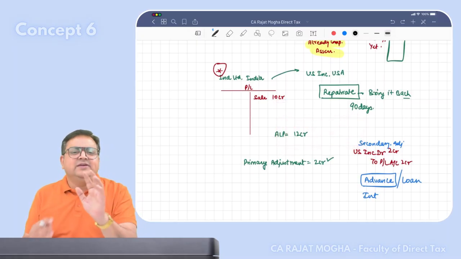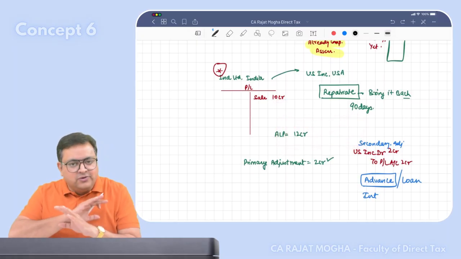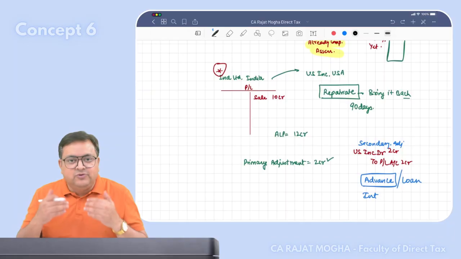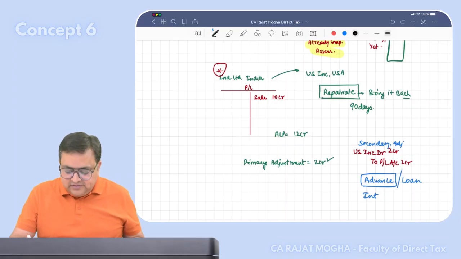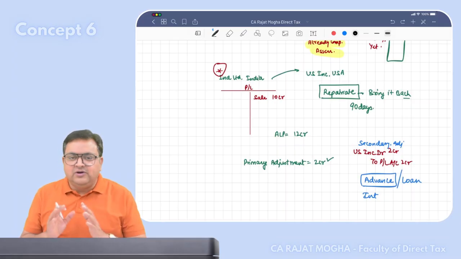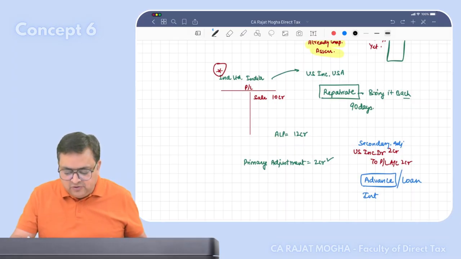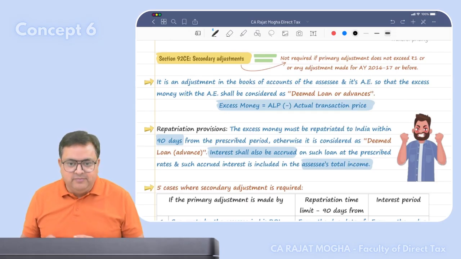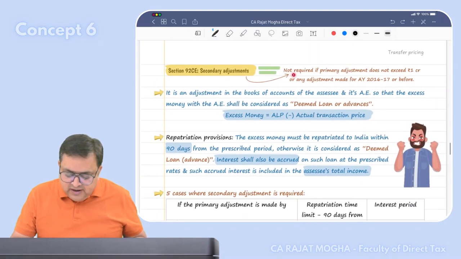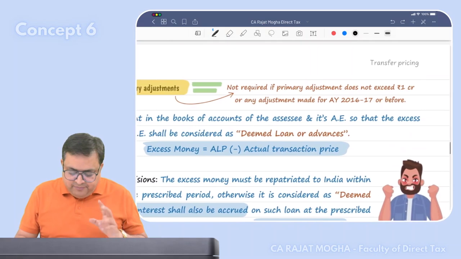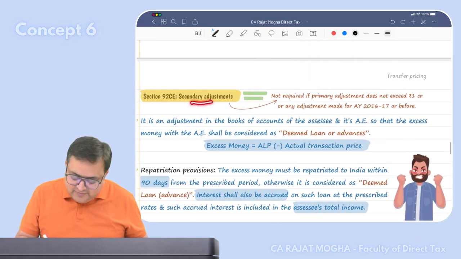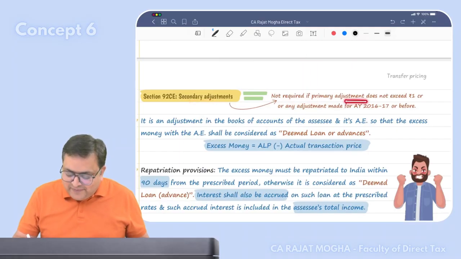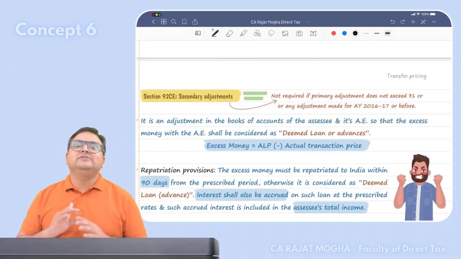And if this excess money is not more than 1 crore, leave it. No requirement of secondary adjustment. But if it is more than 1 crore, then you are required to pass this entry, right? But yes, before this law was introduced, it is not a retrospective effect. The day when this law was introduced, from that only the effect will be given. So it is written over here. That is important, that the secondary adjustment is not required if the primary adjustment does not exceed rupees 1 crore.